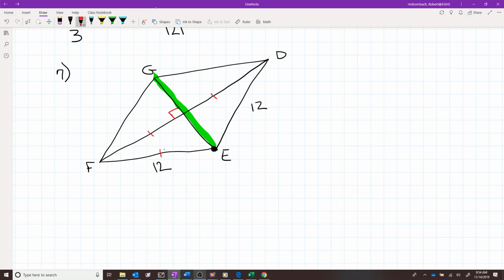These two pieces right here would be congruent. Depending on where the given information is, if GE is a perpendicular bisector of FD, these segments, G to D, would be congruent to G to F as well.